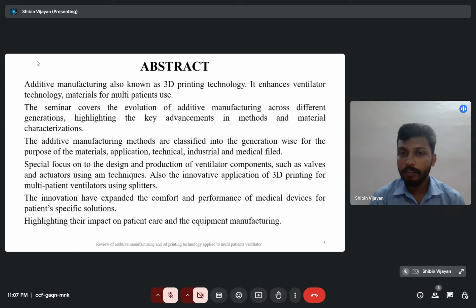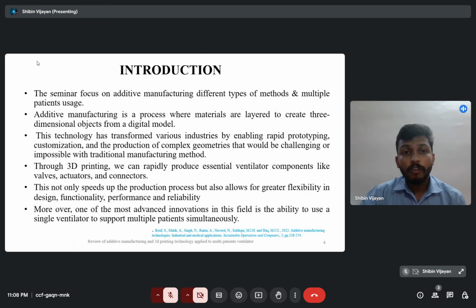The seminar covers the evolution of additive manufacturing across different generations, highlighting the key advancements in methods and material characterization. The additive manufacturing methods are classified generation-wise for the purpose of material application and technical, industrial, and medical fields. Special focus is on the design and production of ventilator components such as valves and actuators using AM techniques, and the innovative application of 3D printing for multi-patient ventilators using splitters. The innovation has expanded the comfort and performance of medical devices for specific solutions, highlighting the impact on patient care and equipment manufacturing. The seminar focuses on additive manufacturing, different types of methods, and multiple patient usage.